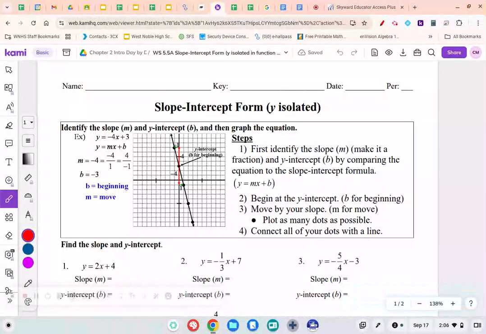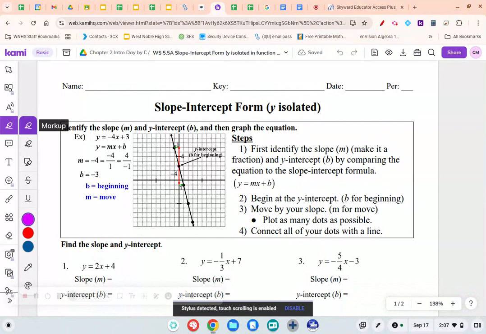Hello, today we are learning slope-intercept form, y isolated, for our flex day. We will start at the top here with a quick explanation. So this tells us to identify the slope m and y-intercept b and then graph the equation. So we have this formula. Slope-intercept form is y equals mx plus b.